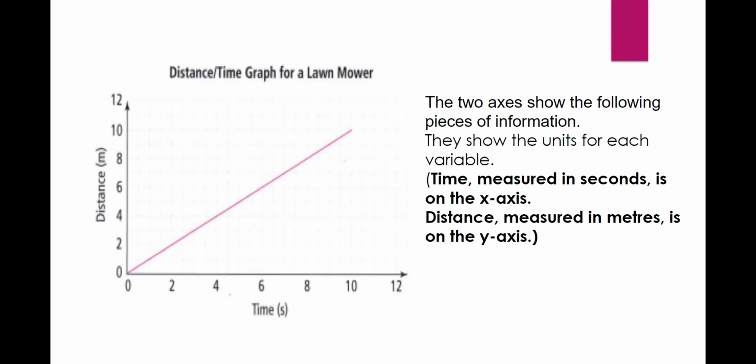The two axes show the following pieces of information. They show the units for each variable. So time is measured in seconds on the x-axis at the bottom, and distance on the left side there is measured in meters on the y-axis.